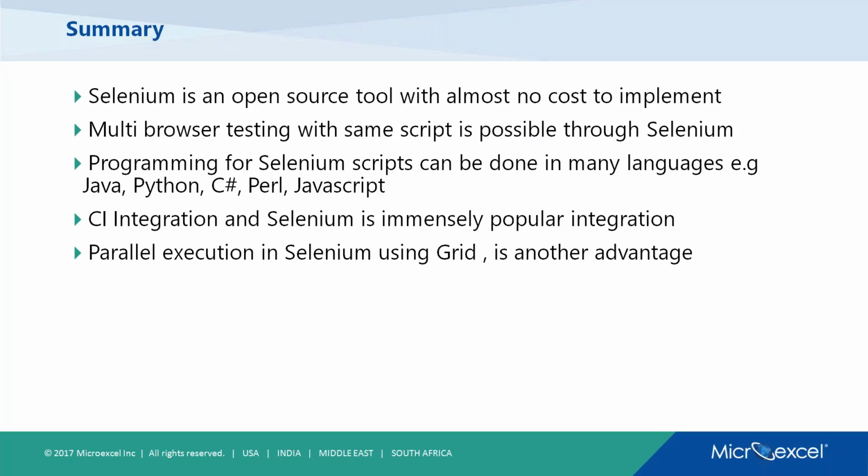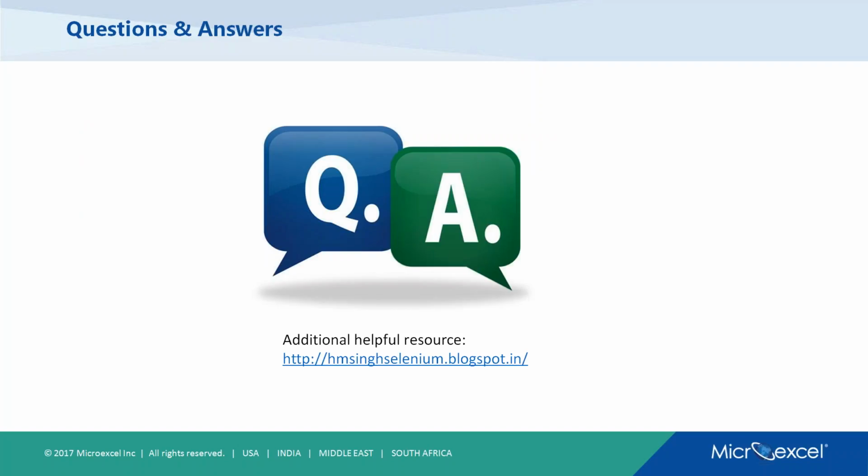CI integration, when done for web automation, is very common, and Selenium is an immensely popular tool. A lot of people are using it. And last, parallel execution is also possible in Selenium. As time progressed, people came to have thousands of test cases, and Selenium Grid provides a medium where you can execute these thousands of test cases in parallel to cut down your time. So that was all, and we will have a question and answer session. I will hand it over to Danny now.